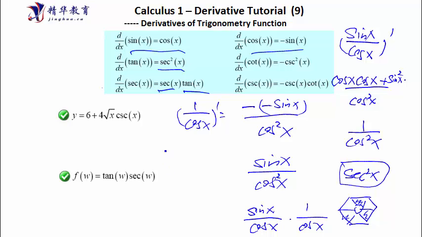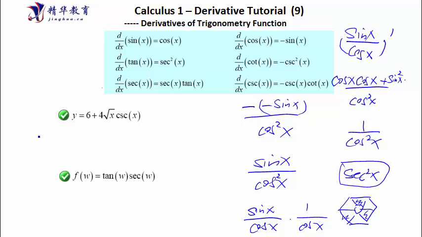So my whole point is you don't have to remember these identities. It's good to remember them, but if you don't, don't panic. On the exam, you still have a chance to figure this out by yourself. Make sense? All right, so I'm doing the questions here.